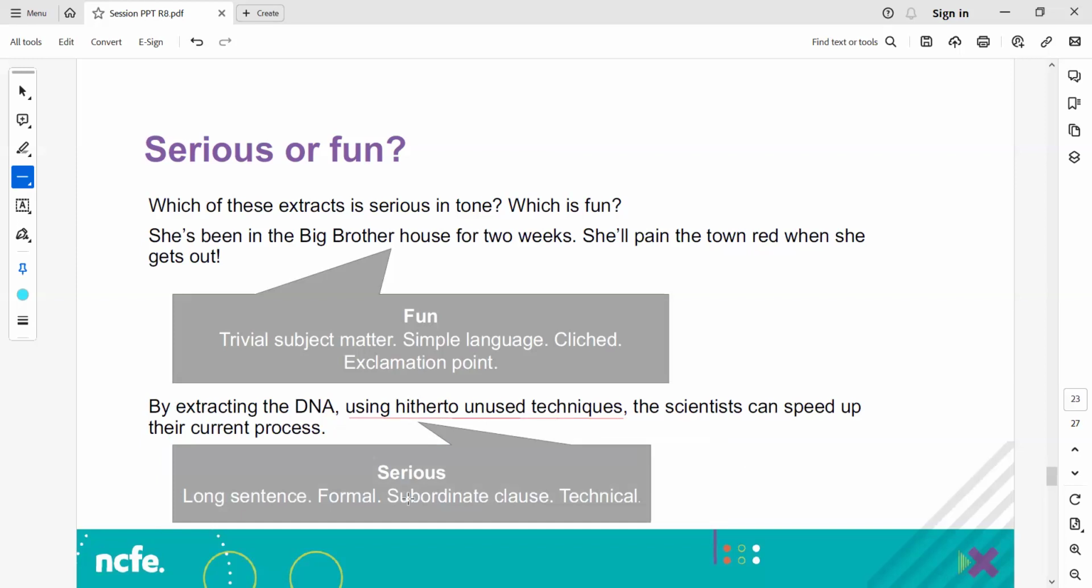It's formal. In the first fun sentence, we've got contractions. Instead of she is, we've got she's, and she'll, she will. Whereas in this sentence, we haven't got any contractions. It's more formal. We've got that subordinate clause I've underlined, and technical techniques, the scientists extracting the DNA. Okay, any questions?